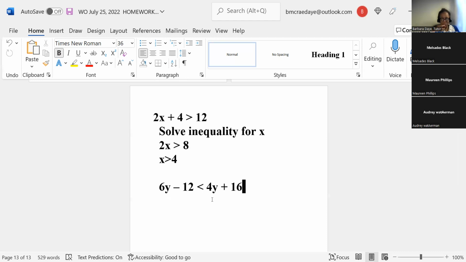Mercedes, you need Audrey to explain it again? Go ahead, Audrey, tell her what you did. I take the 6y and I subtract the 4y from it, and you get 2y. Then you take the 12, add it to the 16, you get 28, and divide the 28 by 2y, because the opposite of multiplication is division. So you divide the 28 by 2, and the answer is 14. She divided both sides by 2, Mercedes.